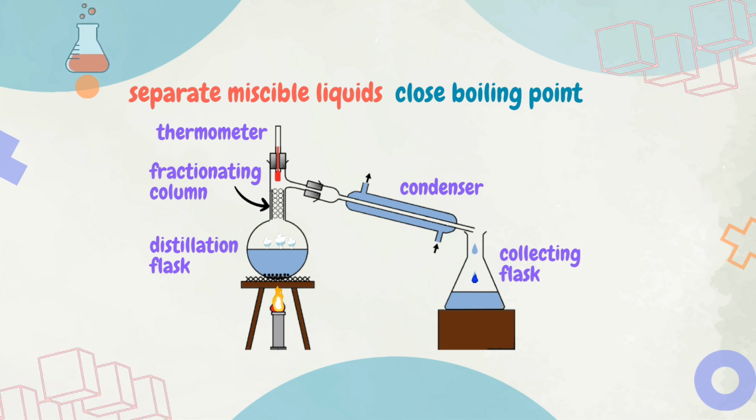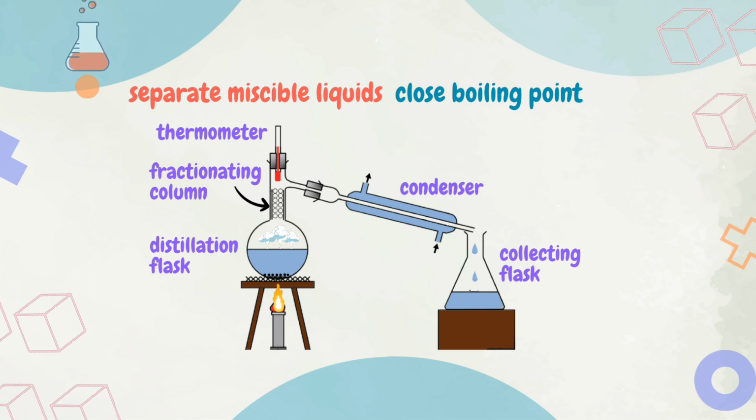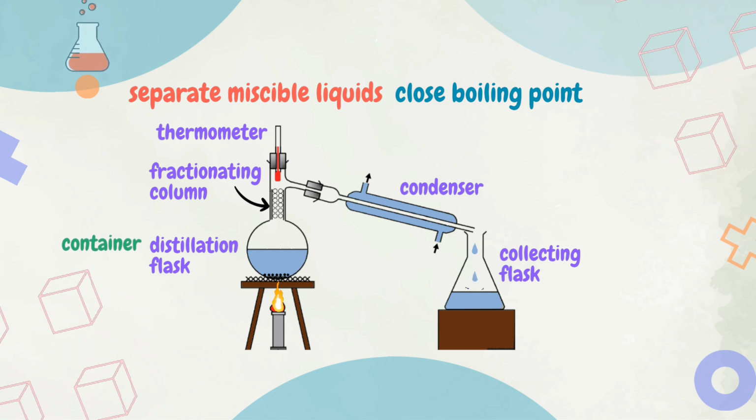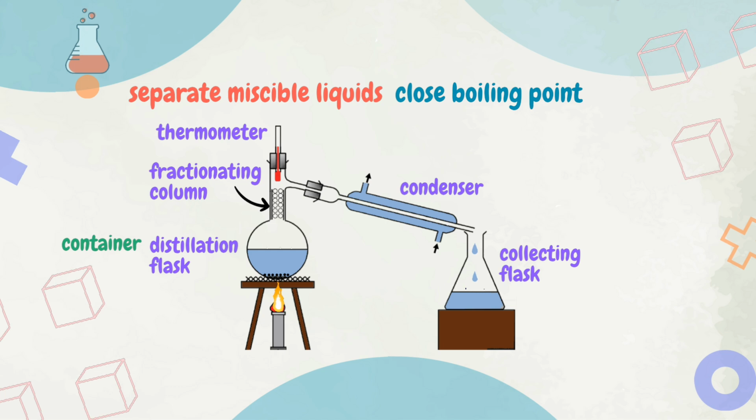Distillation flask, our brave container hosting the liquid mixture. The distillation flask serves as the container for the liquid mixture undergoing separation. Fractionating column, packed with beads that act like bouncers at a club.